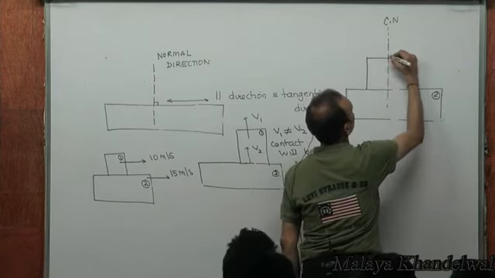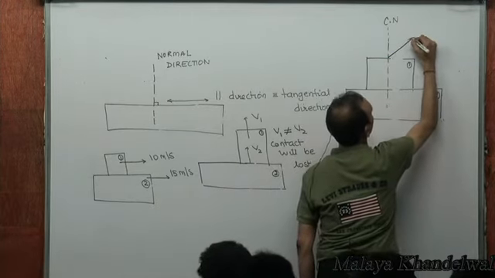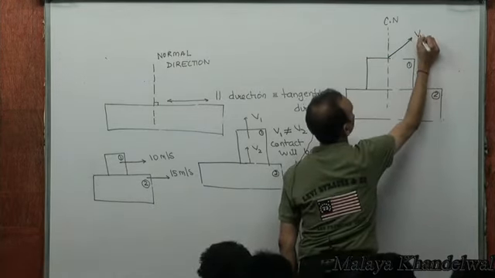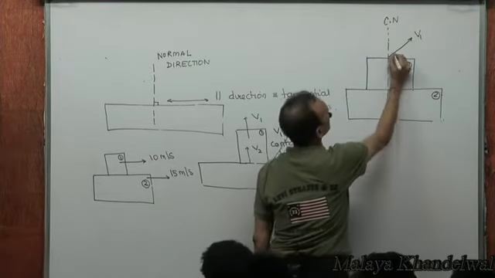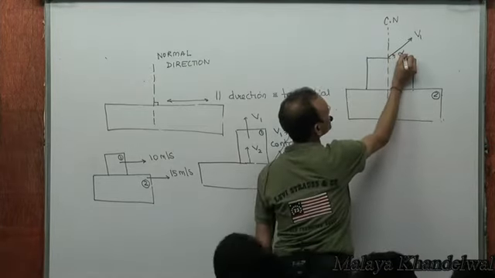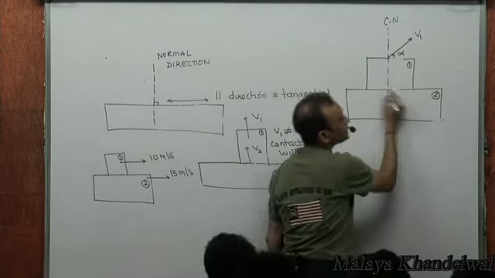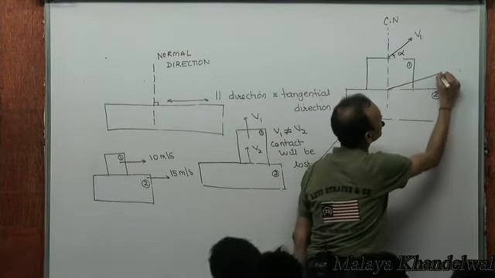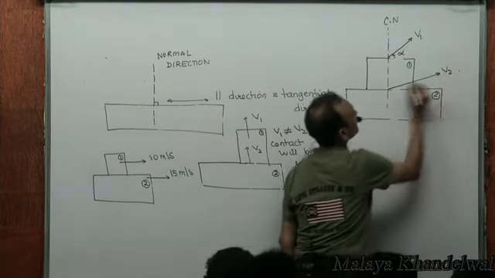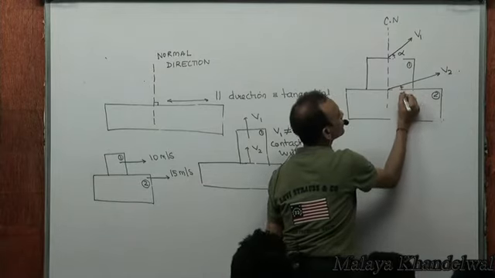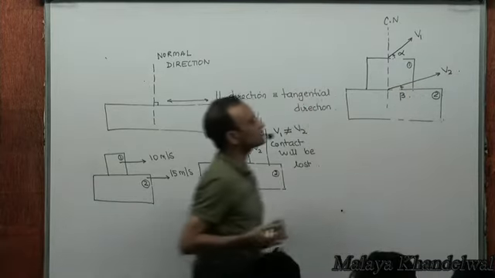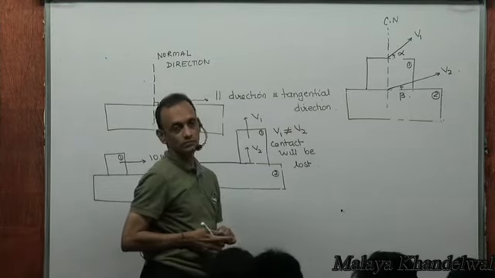Suppose body 1 had a velocity v1 like this, making an angle alpha with the tangential direction, and body 2 had a velocity v2 like this, making an angle beta with the tangential direction. Right?